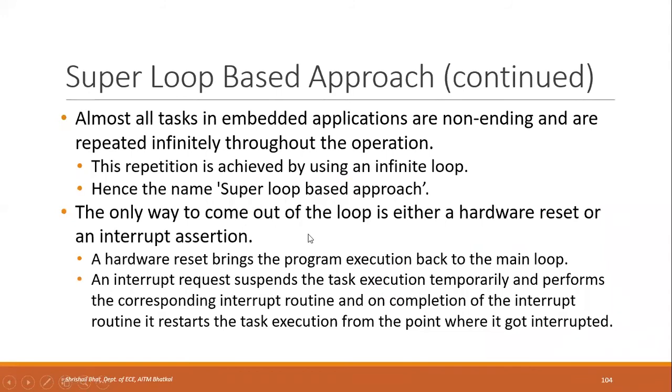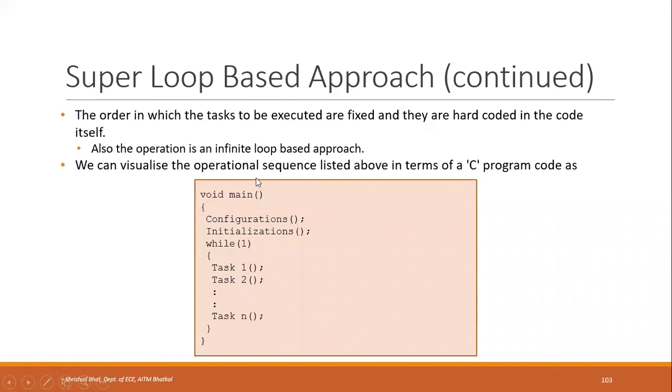The only ways to come out of the loop are either a hardware reset, that means by pressing some reset button, or by asserting an interrupt. A hardware reset brings the program execution back to the main loop.